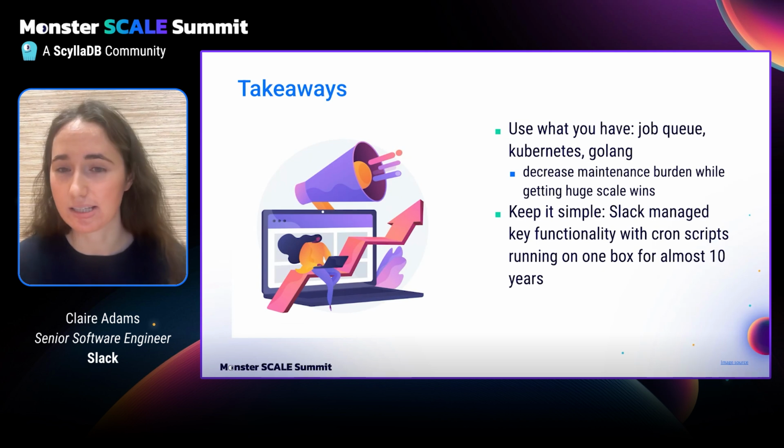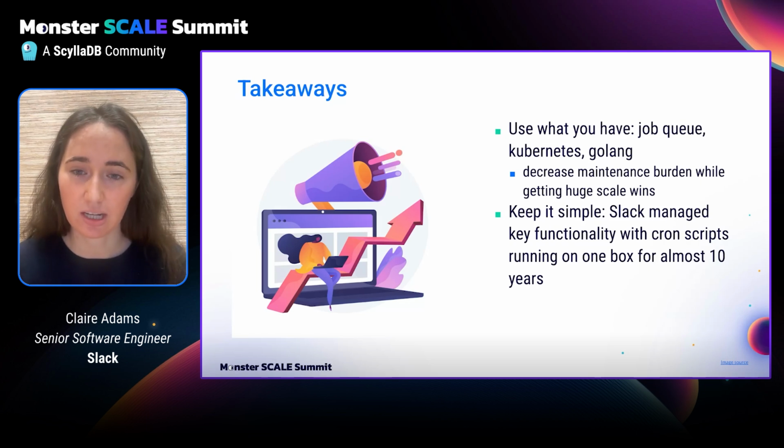So one big takeaway that we learned is to use what we have. So we use our job queue, we use Kubernetes, we use Golang. It decreases the maintenance burden and we get huge scale wins. We had already made lots of investments in the job queue. We already had some Kubernetes, Golang going. It really helps a lot to just use what people already know. People don't have to learn something new when they go on call or when they join the team. We can just use what we already have.